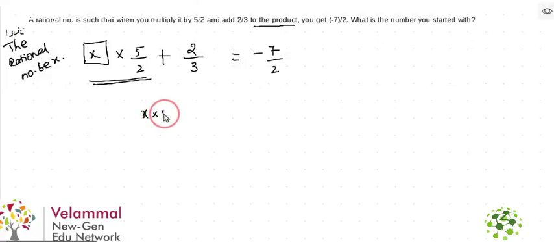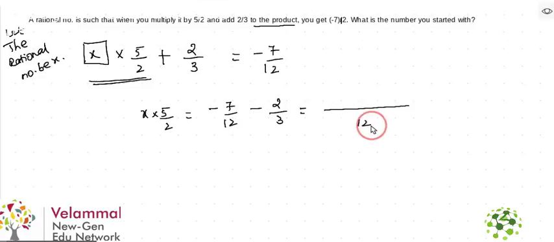So x into 5 by 2, plus 2 by 3 equals negative 7 by 12. Now 2 by 3 will go to the right hand side, so on the right hand side I have minus 7 by 12 minus 2 by 3. Sorry, this number is negative 7 by 12. Now when I take the LCM, 12 and 3, 12 is the LCM. Minus 7, minus, and I should multiply this 2 by 4, because 3 times 4 is 12, 2 times 4 is 8. So what is this answer? Minus 15 divided by 12.